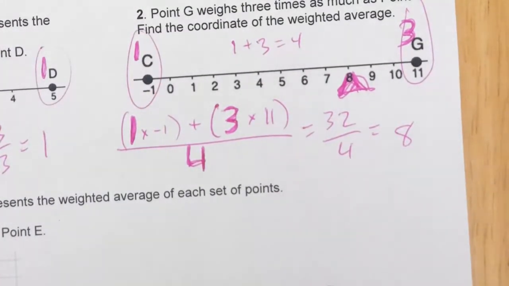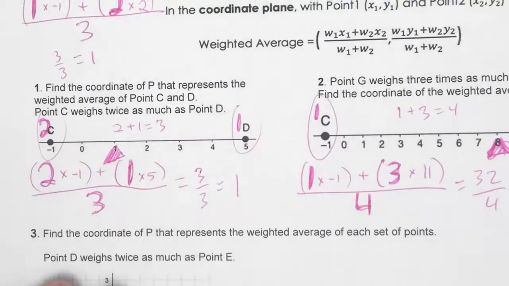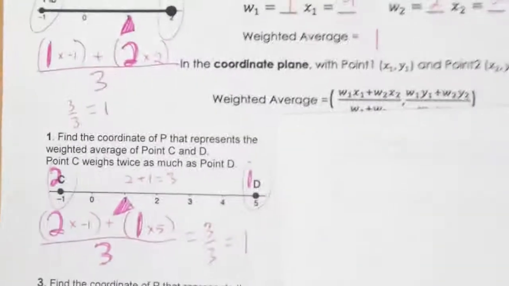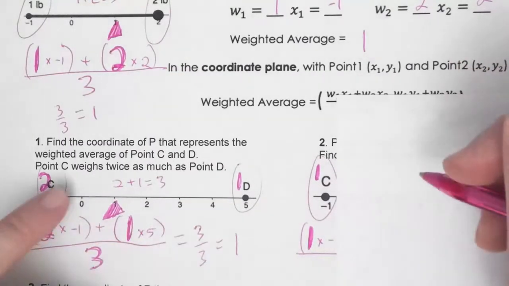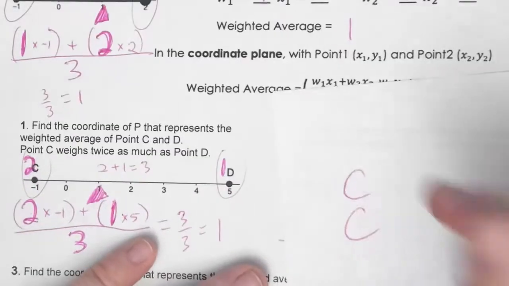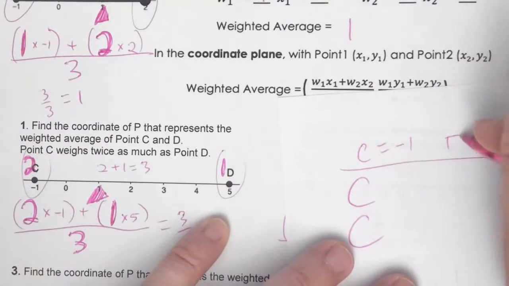And there were other ways to do this. So another way to do these problems was, so same problems. So we have C weighs twice as much, right? So there's 2 C's. So C was at -1, right? And D was at 5.